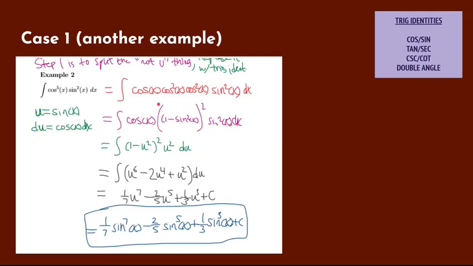So the cosine x's go away. That's always what's going to happen in the u sub. One of the trigs will go away by the derivative, in this case cosine x, so it gets canceled out. If it doesn't cancel out, you obviously did something wrong, because u sub only works if one of the functions cancels out. Now we just replace the sines with u's.